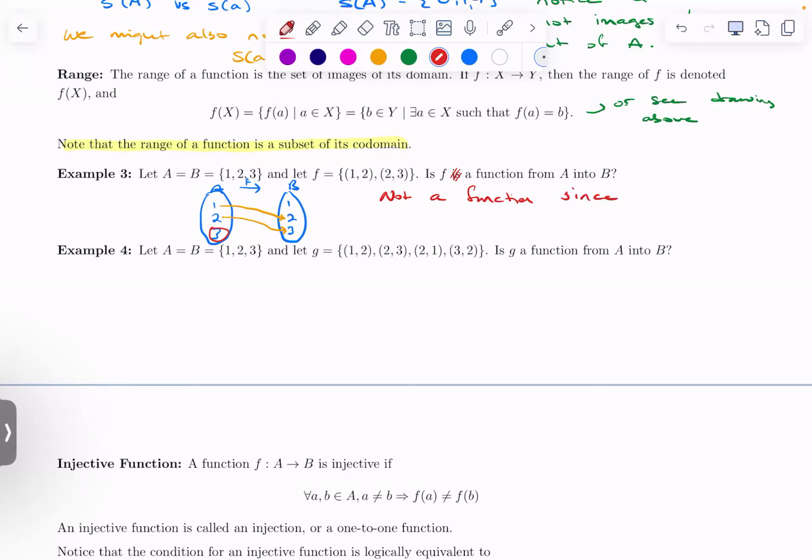Since, generically, not all elements of A are used, the 3 isn't being used. Not a function, since not all elements of A are used. 3 is not used. So it's a relation, but not a function.